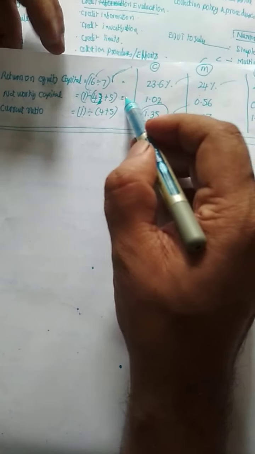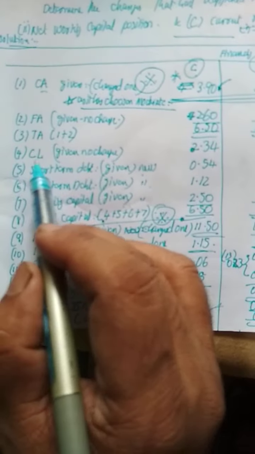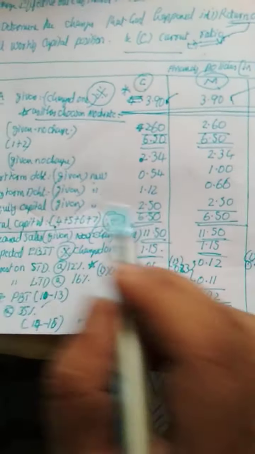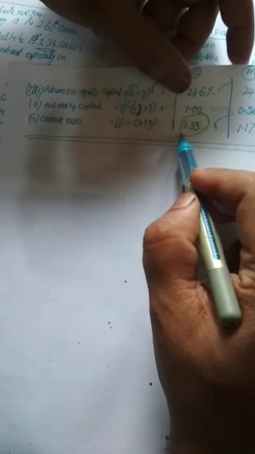And net working capital as usual: current assets minus current liabilities. Current assets, information given, minus current liabilities, it is given in the question. You could find out these calculations while I am sending the scanned copy. And the current ratio also we are finding out here: current assets divided by current liabilities.